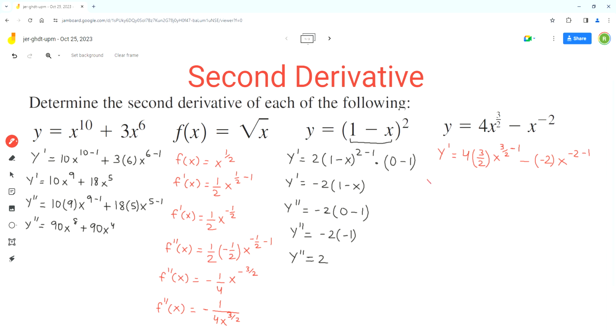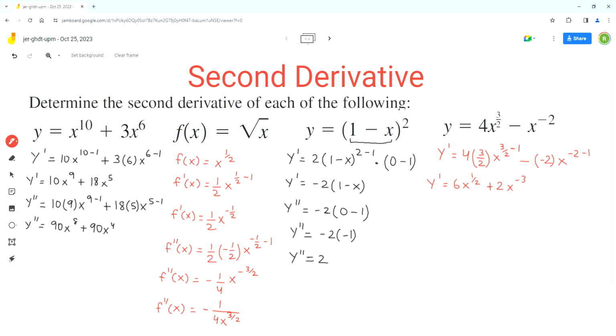Now we can simplify this expression. So y prime equals, so 4 times 3 over 2 is equal to 6. And then x exponent. Now 3 over 2 minus 1 is equal to 1 over 2. And then the second part, so minus negative 2 will become positive 2. And then x exponent, and negative 2 minus 1 is equal to negative 3.